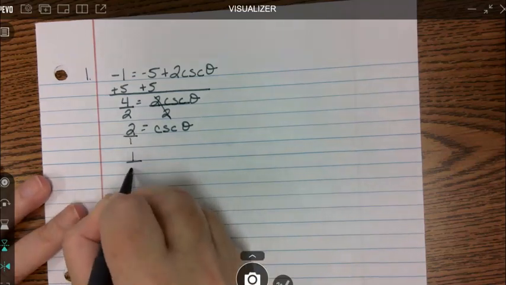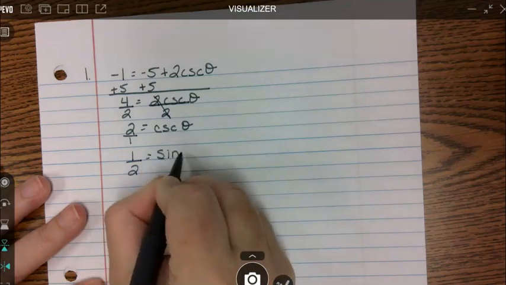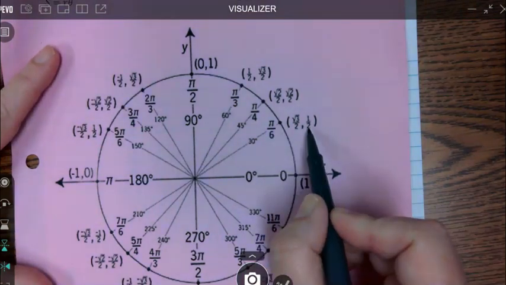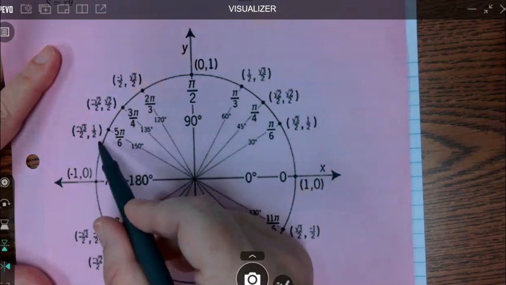Okay, so now let's remember that cosecant is not our final answer. We have to flip this. So if I flip 2 over 1, I get 1/2. And cosecant flipped is going to be sine. So when does sine equal 1/2? So now let's go to the unit circle. So sine equals 1/2 at pi over 6 and 5 pi over 6. And we're done.